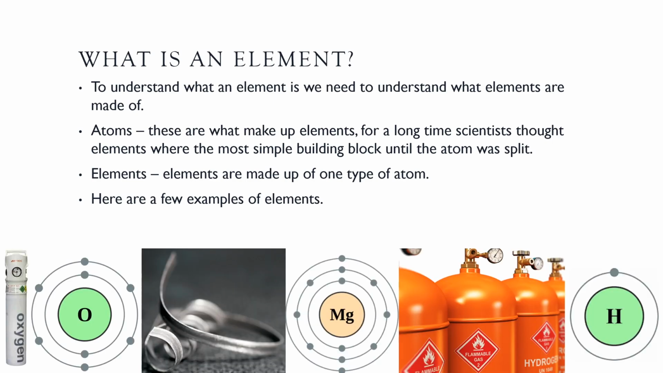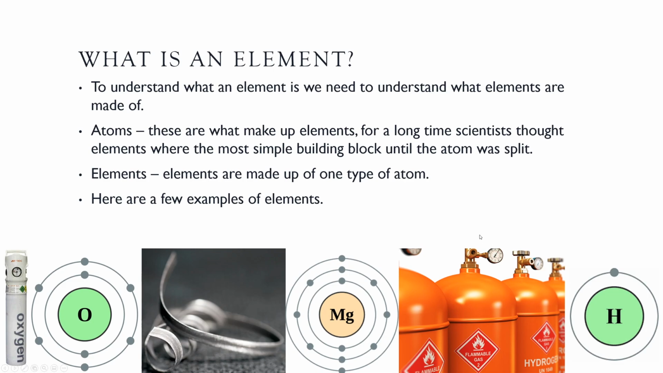And at the bottom, we have a couple examples of elements. Oxygen, on the left, you can see how oxygen is typically stored, and then a simple diagram of an atom of oxygen, the nucleus in the middle, and the electrons around it. And then in the middle, we have magnesium, and then a simple diagram of magnesium. It's magnesium ribbon. You'll probably come across this doing some practicals, testing for hydrogen.